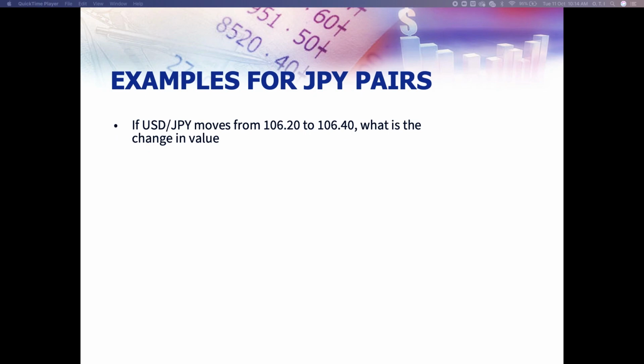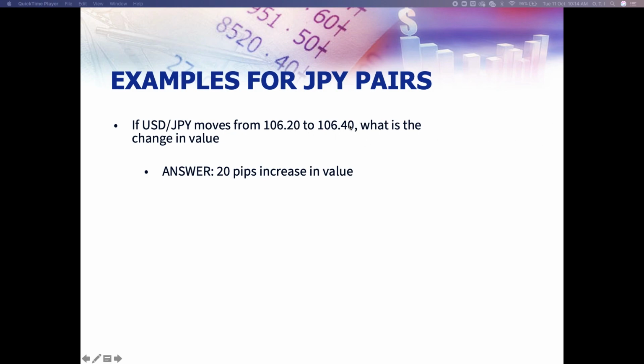So if USD/JPY moves from 106.20 to 106.40, what is the change in value? Now with the Japanese yen, we said you should look at the second decimal place. So from what you have learned, what do you think is the change in value here? Looking at the second number after the decimal point, now what is the change in value? A 20 pips increase in value, because we had 20 here, and then it increased to 40.